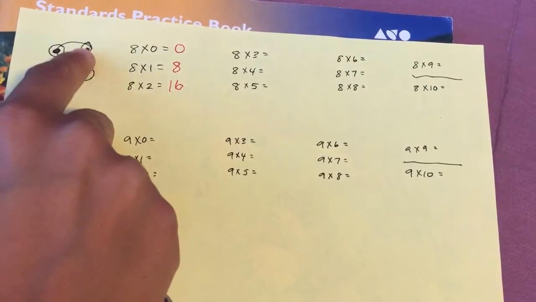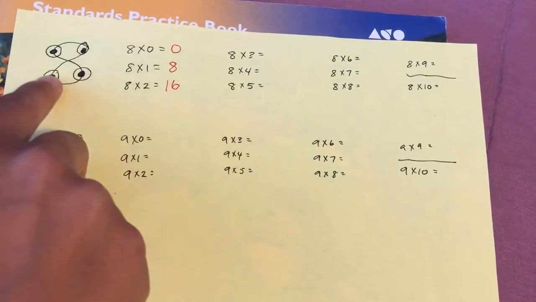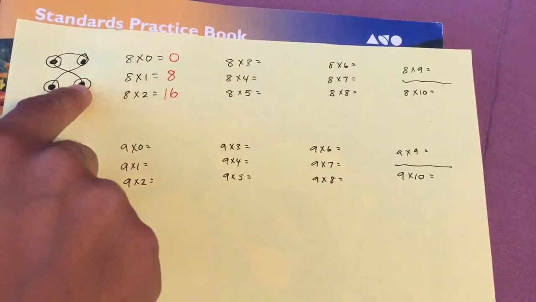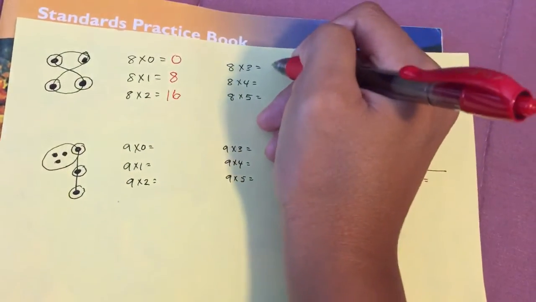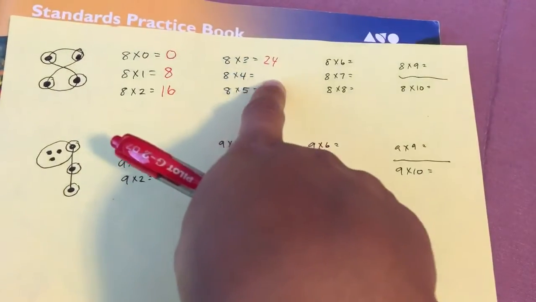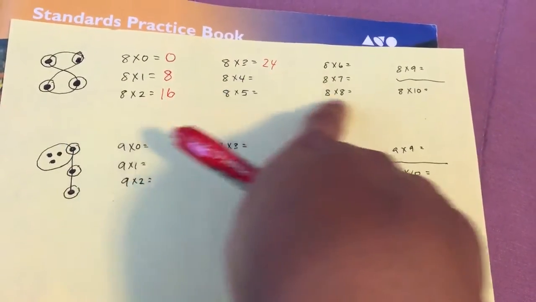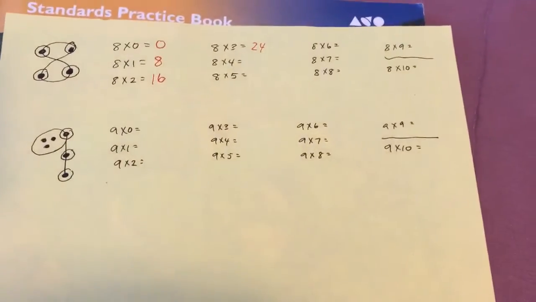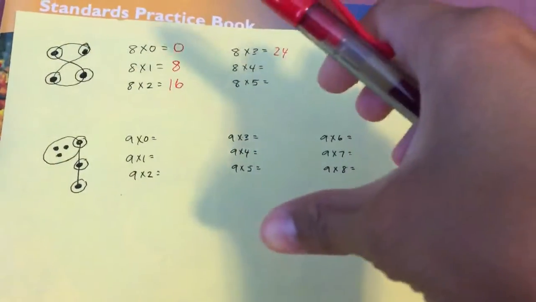17, 18, 19, 20, 21, 22, 23, 24. What I want to challenge you to do is to pause the video and then try doing the rest of these on your own and then compare your answers to mine. Right now would be a good time for you to pause, but I'm going to continue the explanation.